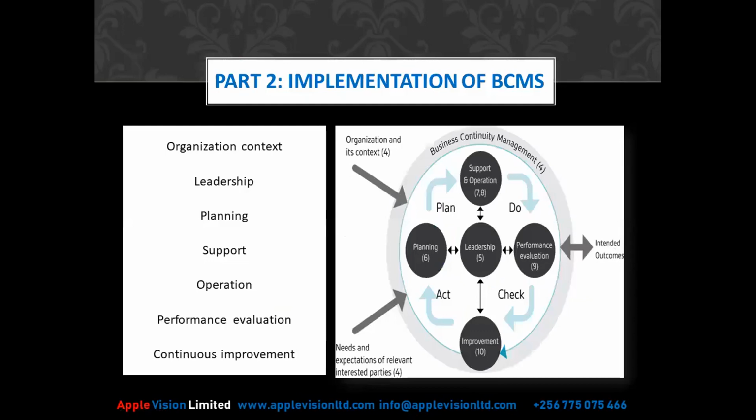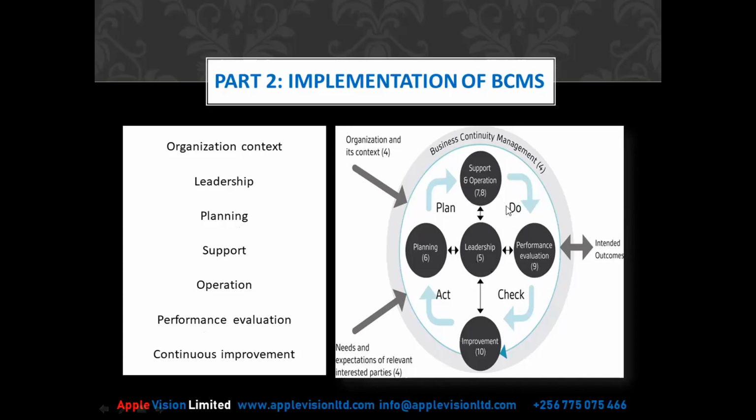So how do we implement BCMS? There are 7 key issues to have in place if you're to implement BCMS. We have organization context, leadership, planning, support, operation, performance evaluation, and then continuous improvement. Now, there is a methodological framework that we call PDCA. PDCA is plan, do, check, and act. It's a framework upon which continuous improvement is anchored. So when you decide to implement BCMS at your organization, this is the framework you have to follow.